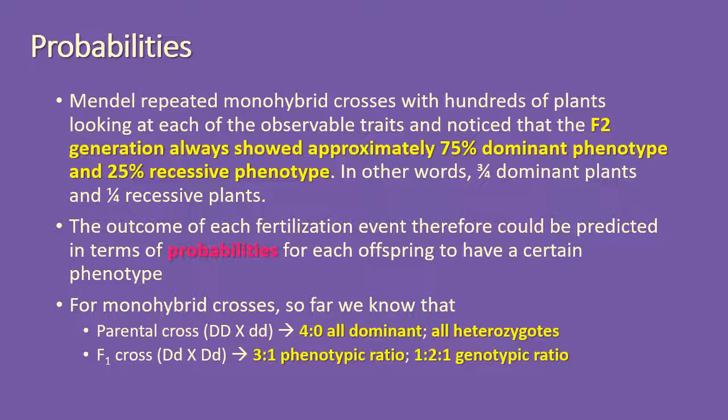So far we know for a monohybrid cross, if you take two true breeding plants, one homozygous dominant and one homozygous recessive, all of the plants in the F1 generation are going to be dominant, and they're all going to be heterozygotes. And then when you perform the F1 cross, when you cross two heterozygotes, you end up with that 3-to-1 phenotypic ratio and a 1-to-2-to-1 genotypic ratio.